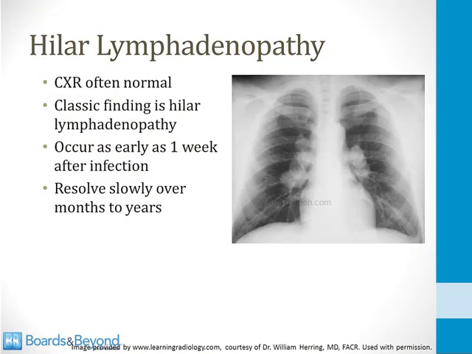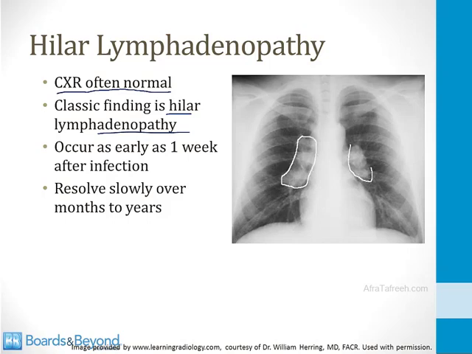Now let's talk about the chest x-ray and tuberculosis. So first of all, you should know that the chest x-ray is often normal, so there isn't necessarily a finding in tuberculosis. However, a classic finding, and one that's very high yield for you to know about on your boards, is hilar lymphadenopathy. If you look at this x-ray on the right, I'm circling the hilar lymph nodes in this patient, and they're enlarged and they're white.